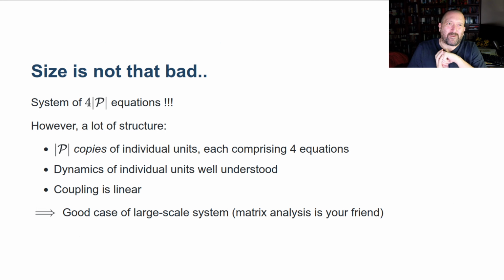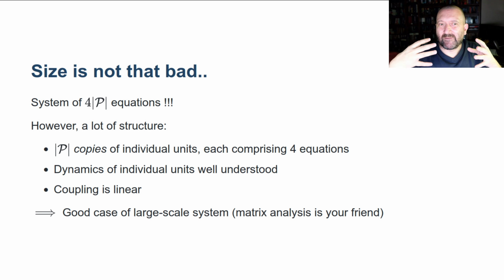Now, we've seen in previous lectures how to analyze a model. And when you see 4 cardinal of P equations, you're probably thinking this is going to be complicated. But I want to draw your attention to the fact that this is not a random 4 cardinal of P equations. Just as a remark, if I think of countries, for example, cardinal of P would be 193. So I would have almost 800 equations. But this is not the case.